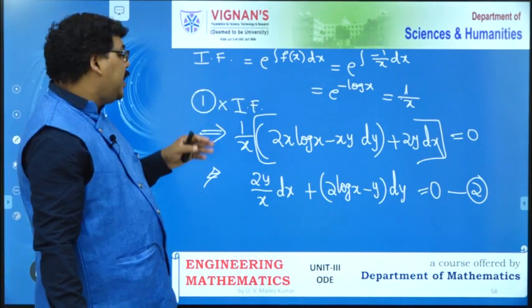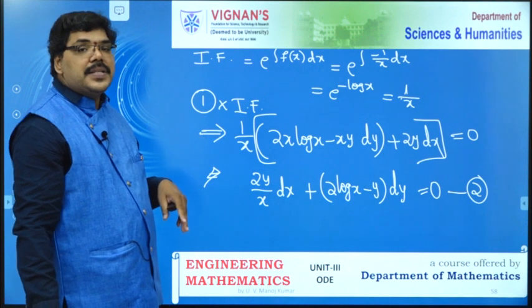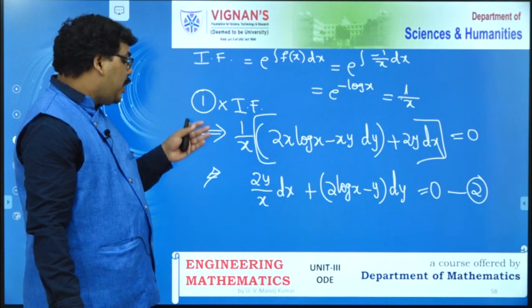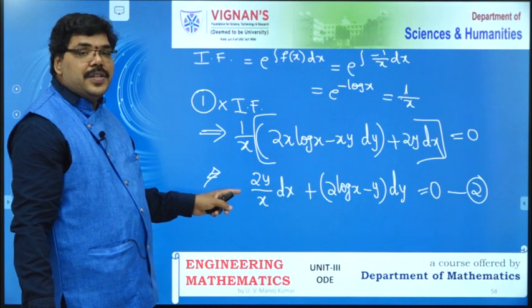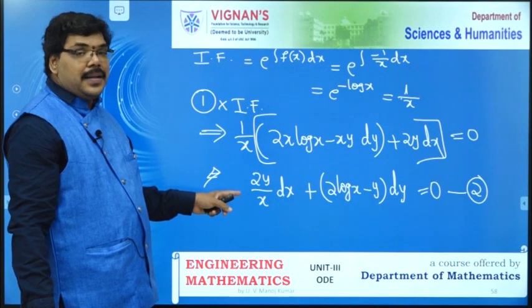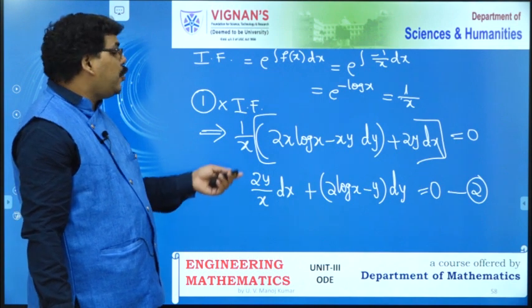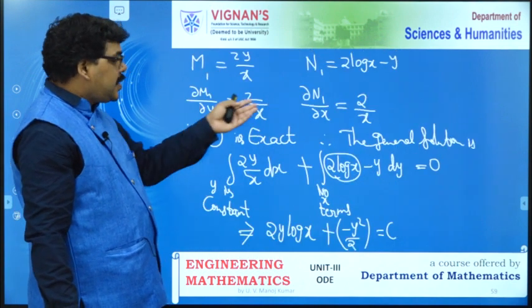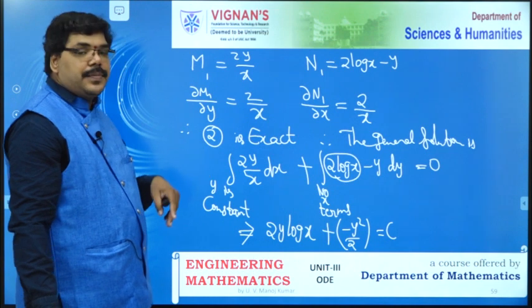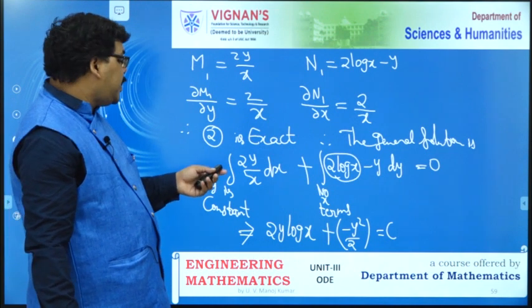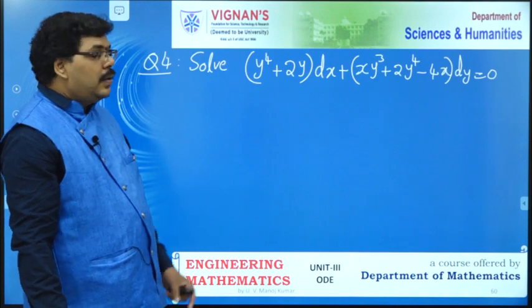After knowing the integrating factor, multiply both sides of the first equation given. So you are getting the second differential equation. 1 is non-exact, but 2 is exact. So we are checking whether 2 is exact or not. Yes, it is exact. So we are solving it. Okay. Let us see one more example.